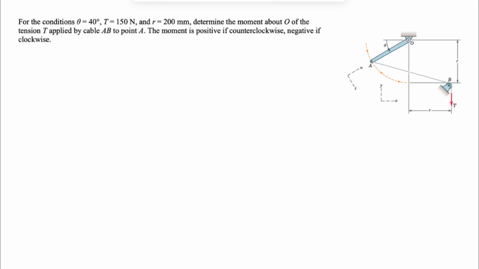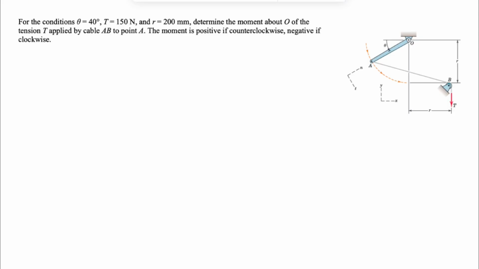Alright guys, we're going to be solving another question from the second chapter of the Meriam textbook, Engineering Mechanics. And this one, for the conditions that theta is 40 degrees and our tension in the cable is 150 newtons, we know that the radius R is 200 millimeters, and we need to determine the moment of the tension T applied by cable AB to point A about point O.